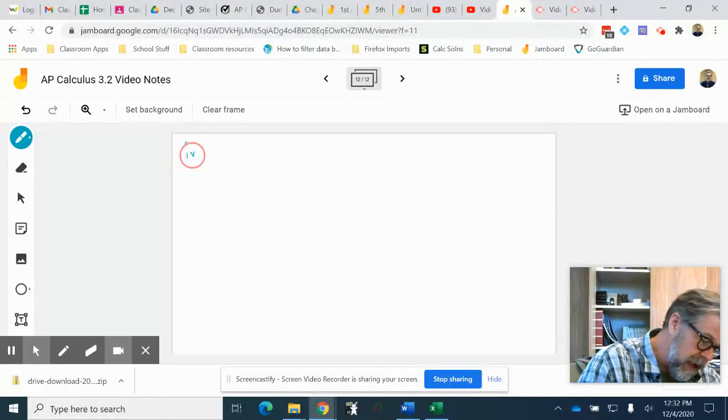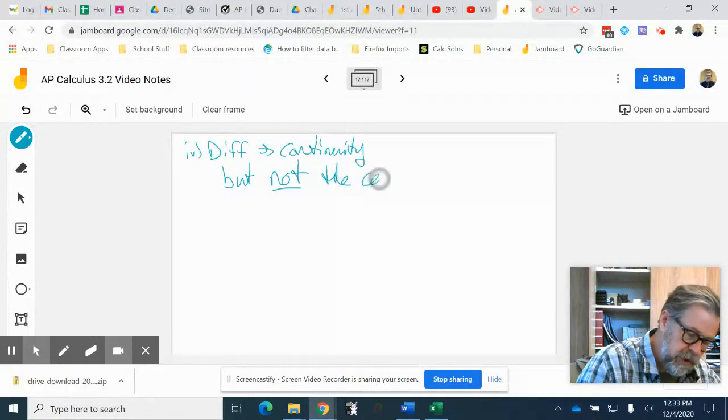Differentiability implies continuity, but not the converse.